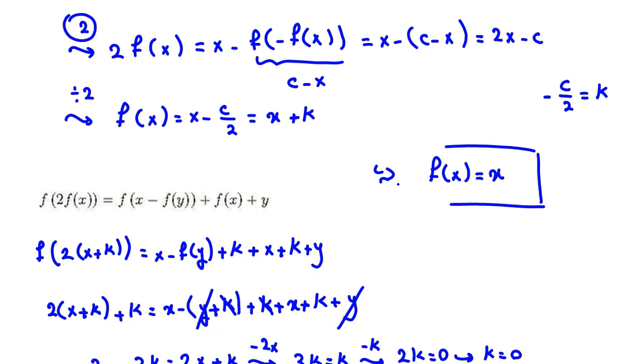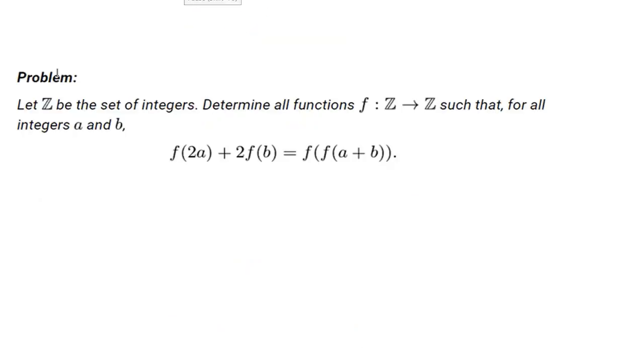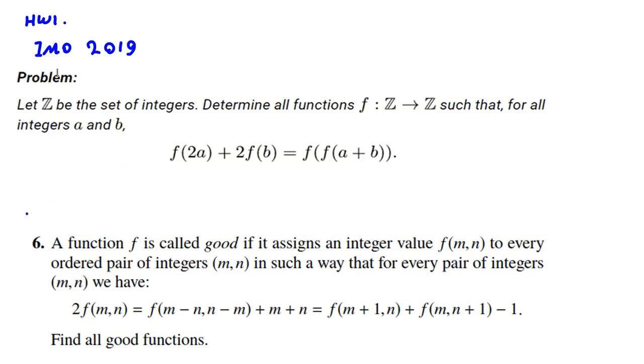There are lots of other IMO problems you can try. Let me write some of them as homework. This one is IMO 2019. You can solve it with these ideas. It is not a hard problem. You can do it as homework number 1 for this problem. This problem is homework number 2. It is for PMO, the last problem of PMO round 1.